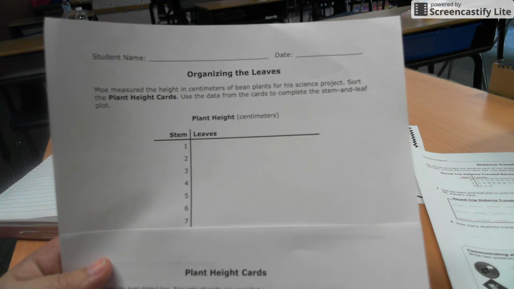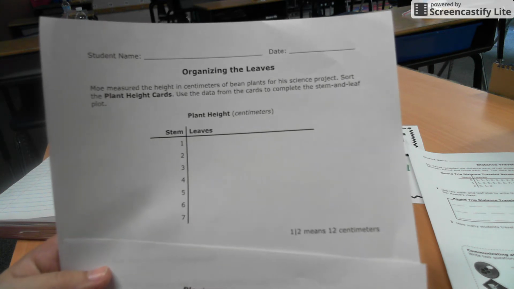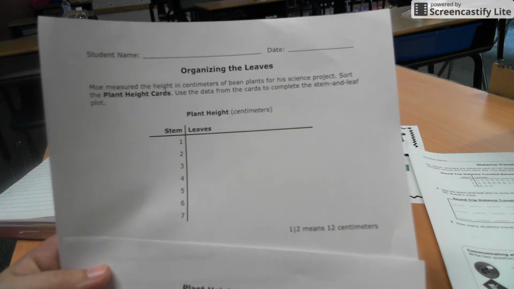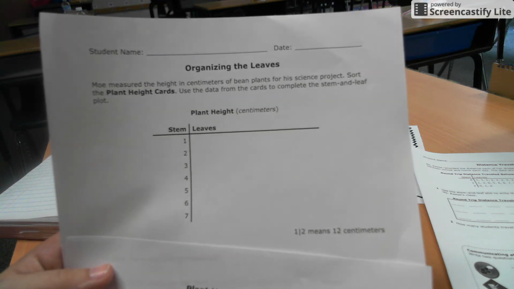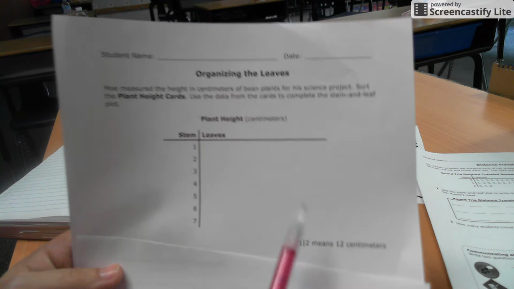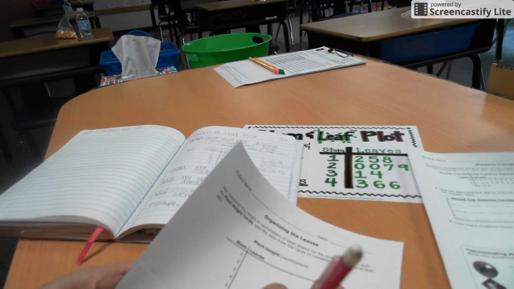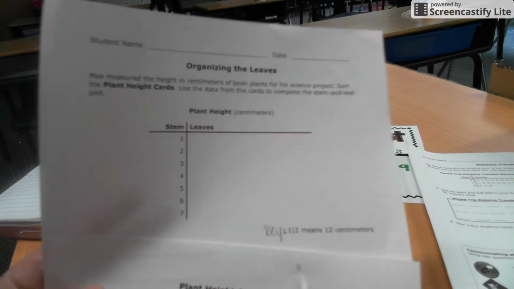So this sheet says Mo measured the height in centimeters of bean plants for his science project. Sort the plant height cards and then use the data from the cards to complete the stem and leaf plot. So here we have our key.